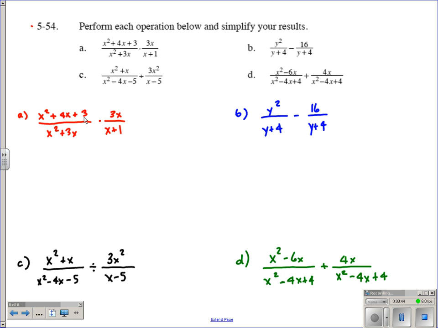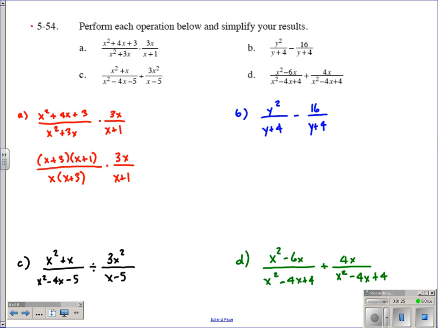x squared plus 4x plus 3 does factor. If you need to take a second, pause the video, factor it, and see if you get it right. When you do factor it, you should end up with x plus 3 times the quantity x plus 1, over x squared plus 3x. You've got a greatest common factor of x, so you've got x times the quantity x plus 3. And then we're multiplying that by 3x over x plus 1.